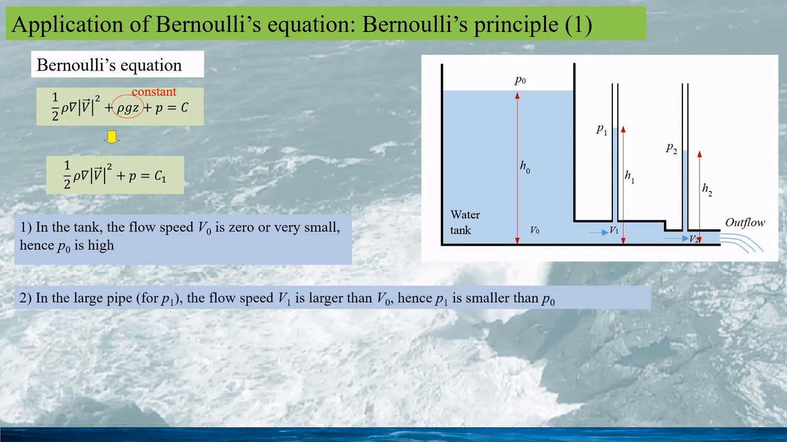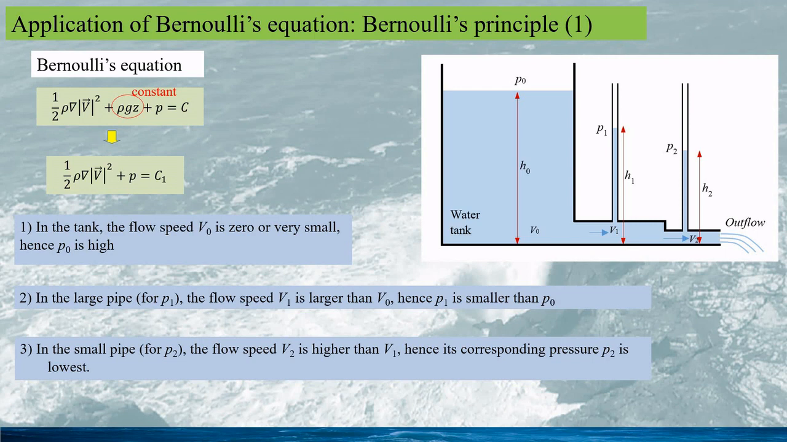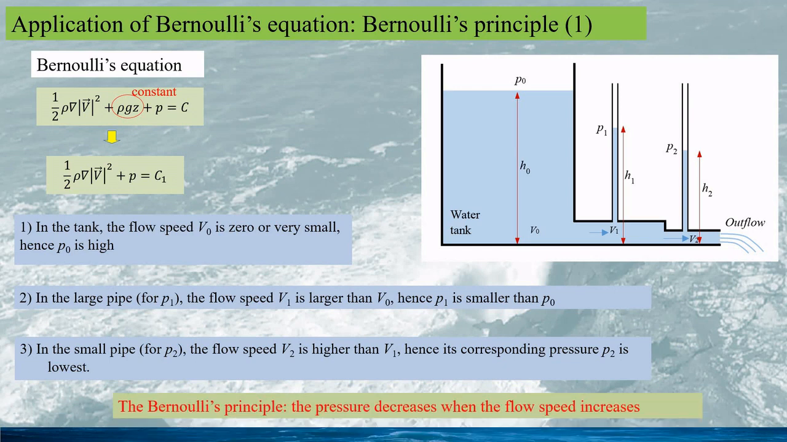In the large pipe, the flow velocity is larger than V0. Hence, its corresponding water level H1 is lower. In the small pipe, the flow velocity is largest, so its water level H2 is lowest. Therefore, this experiment setup explains Bernoulli's principle very well. The pressure decreases when the flow speed increases.